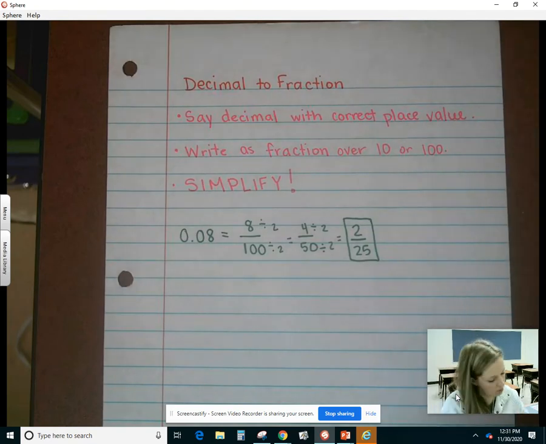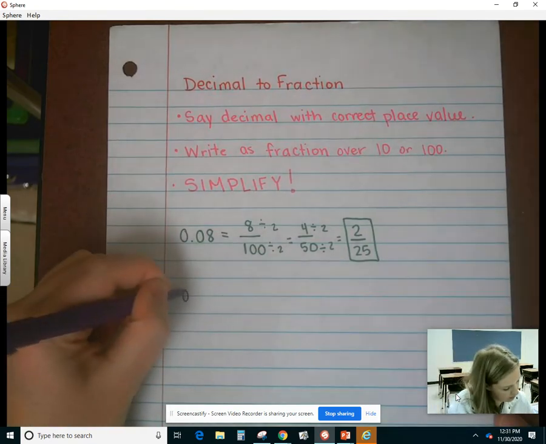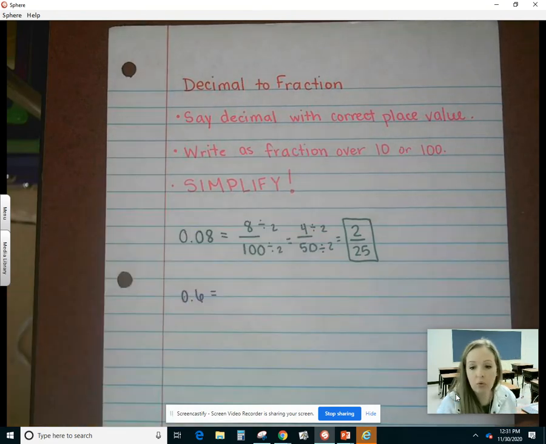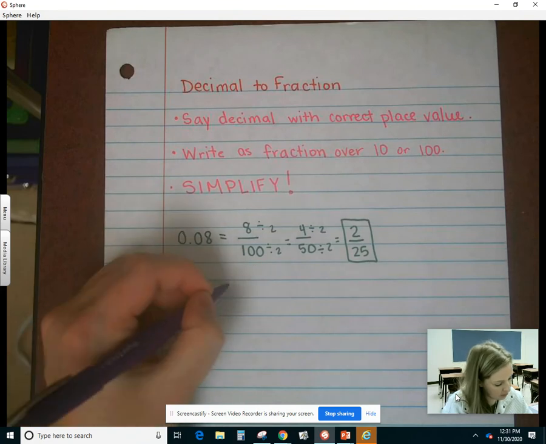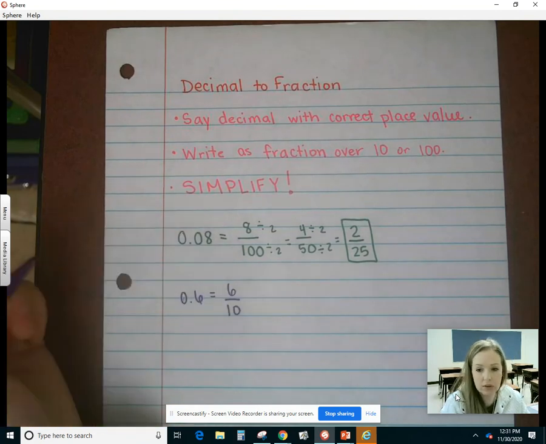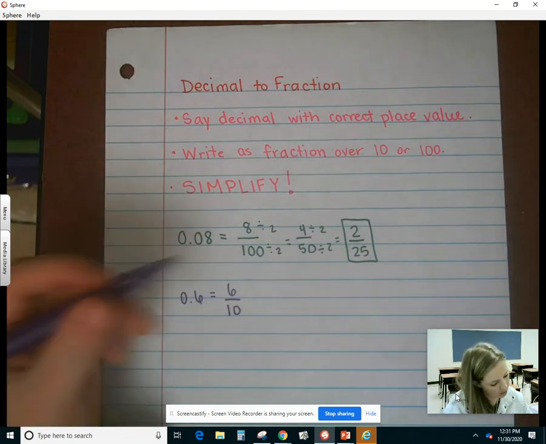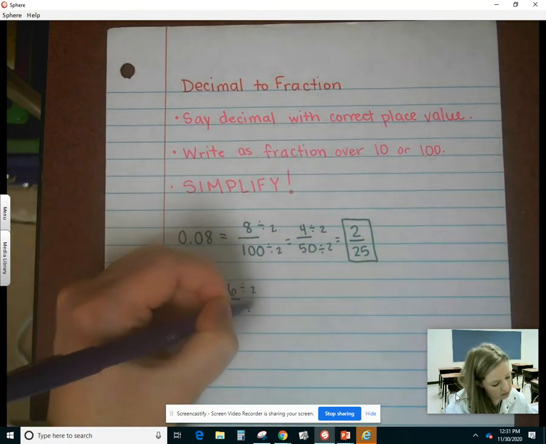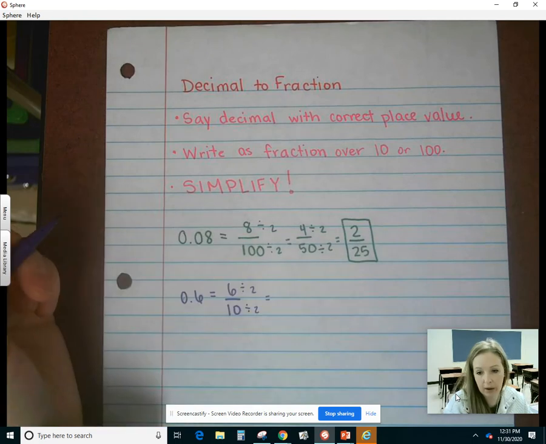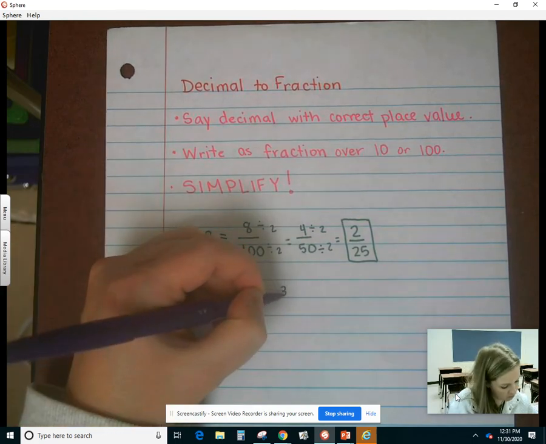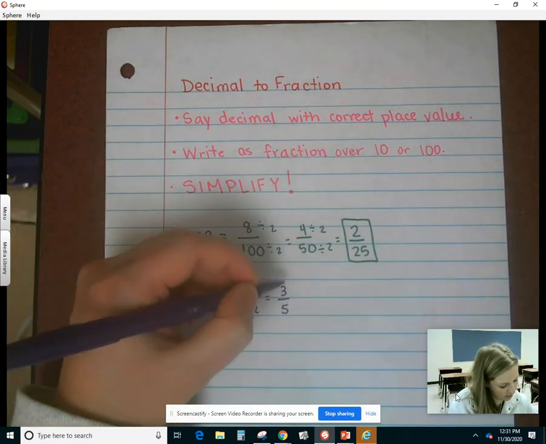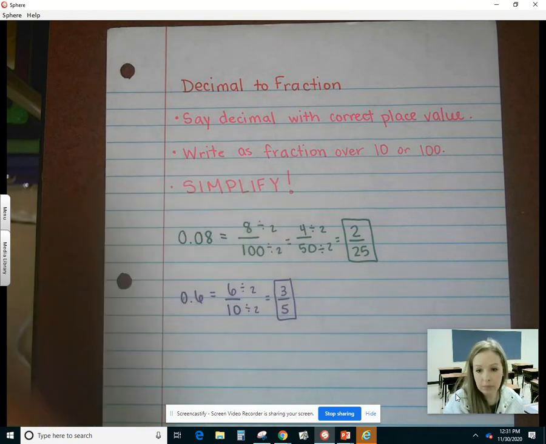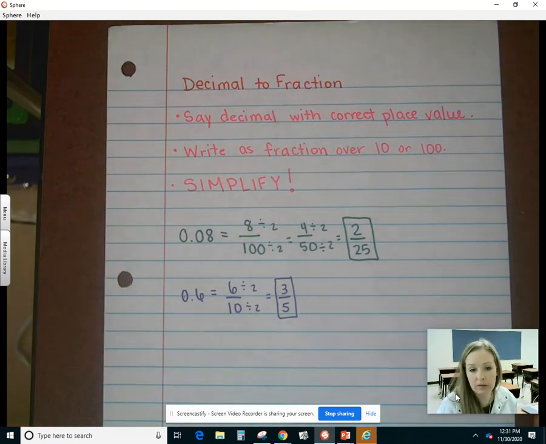Another example is 0.6. The correct way of saying that is 6 tenths because the 6 is in the tenths place. So I can write that as 6 over 10 because I said tenths. And then we still have to simplify. So 6 and 10 are both even, which means I can divide by 2. Half of 6 is 3. Half of 10 is 5. Those are both prime, so I can't keep going. And 0.6 is equal to 3/5.